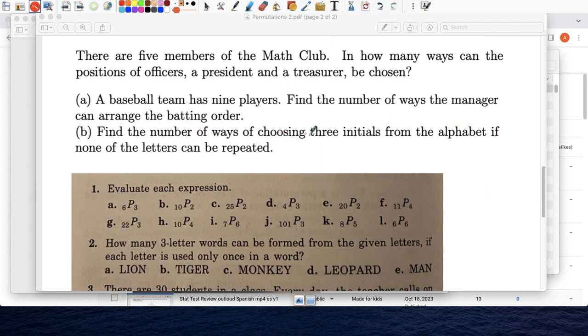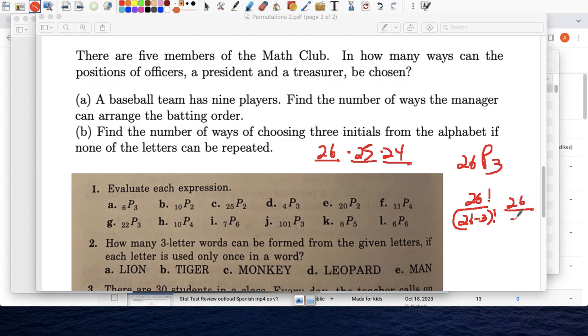Find the number of ways of choosing 3 initials from the alphabet if none of the letters can be repeated. So again, from a group of 26, we're taking 3 at a time. How many different arrangements can we make? The quick way, find 26 times 25 times 24. The long way, 26 factorial over 26 minus 3. Take the factorial, so it's 26 factorial over 23 factorial, which eventually becomes that.